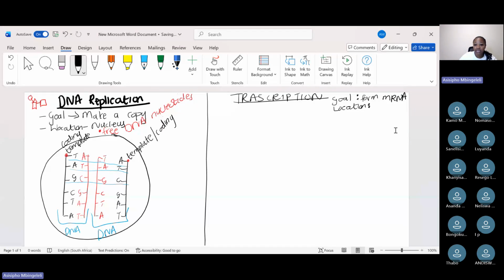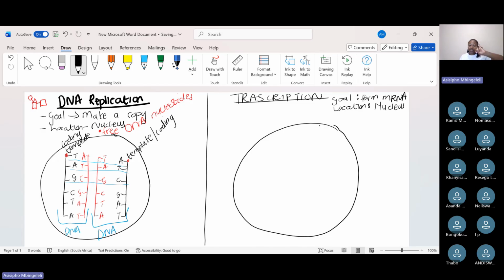Okay? Then I need someone else to tell me about location. Where will this take place? Where exactly in the cell will it take place? In the nucleus, ma'am. Thank you so much. Inside the nucleus. Both these processes are taking place inside the nucleus. That's why they are easily confused. This is our nucleus.